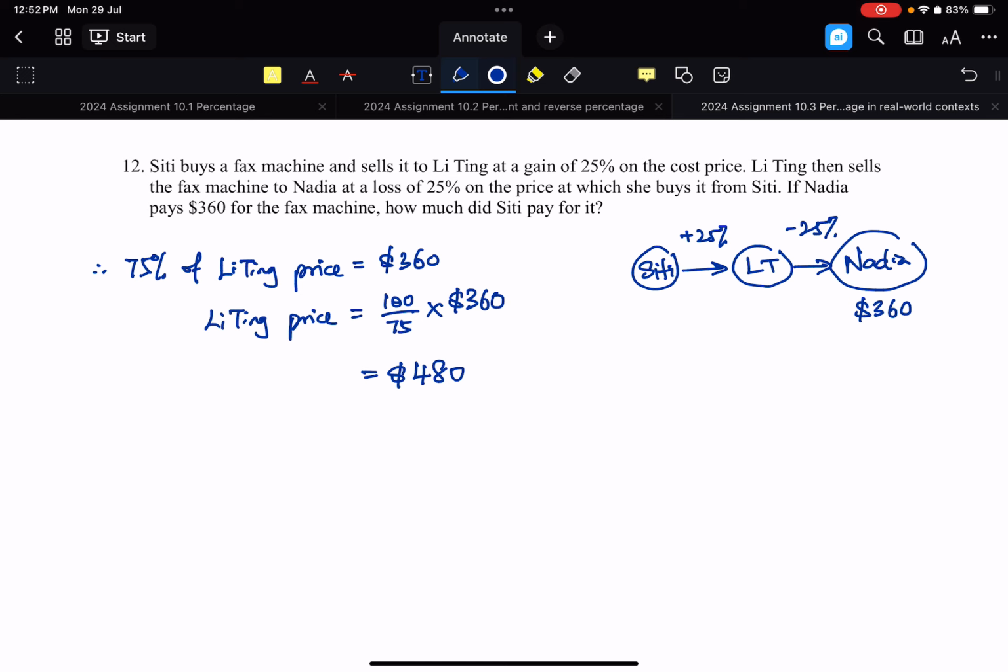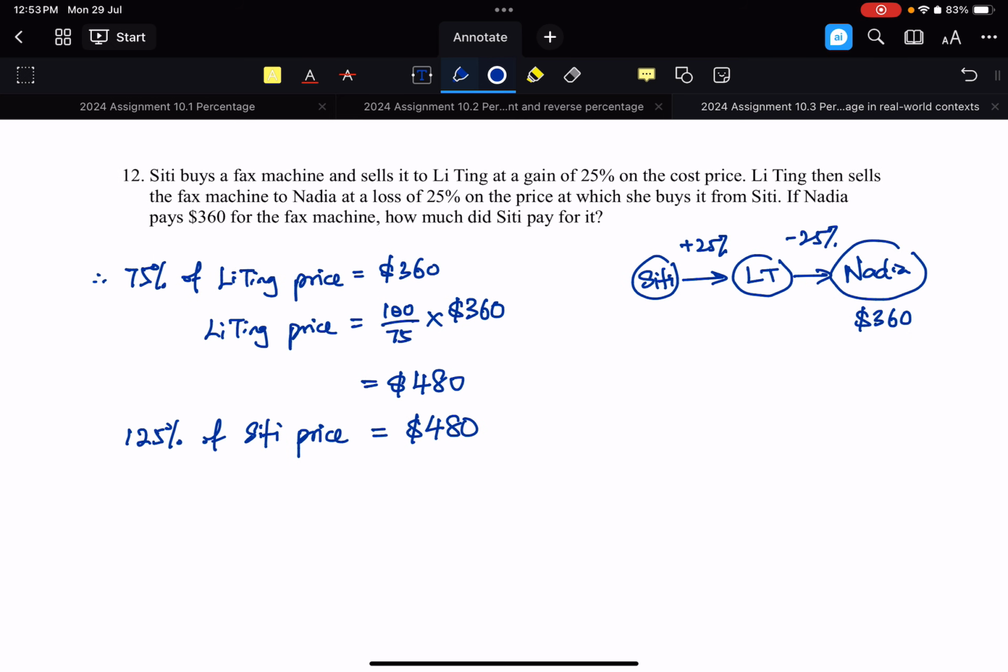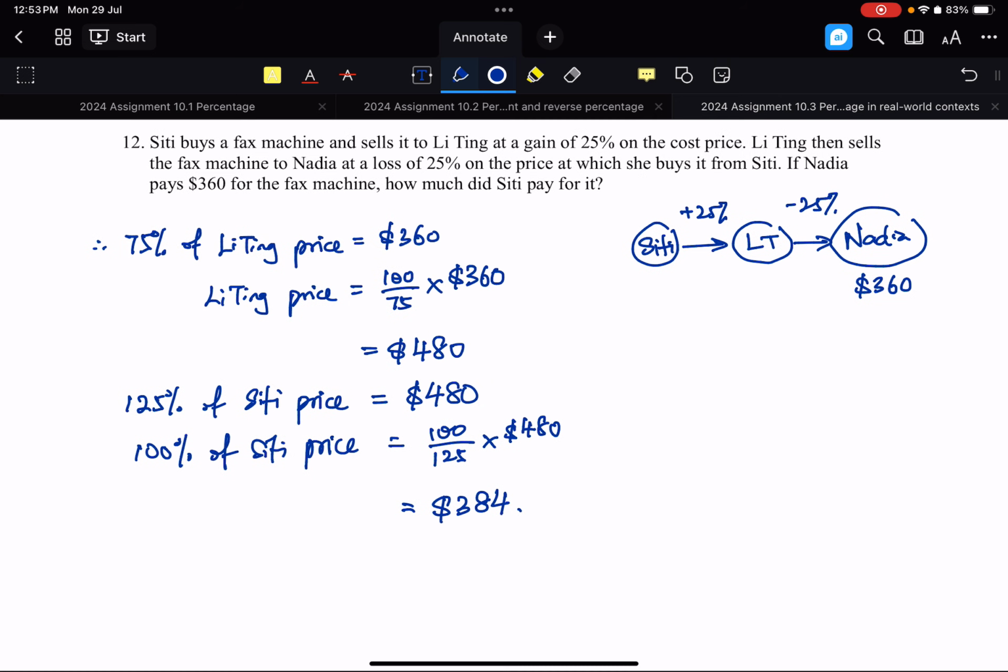Now we work backwards to get CT, right? So again, this was a gain of 25%. So 125% of CT's price is going to be equal to $480, right? So CT's price, 100%, of CT's price. To calculate this, we take 100 over 125 times $480, which will give us $384, right? So therefore, CT paid $384 for the fax machine.